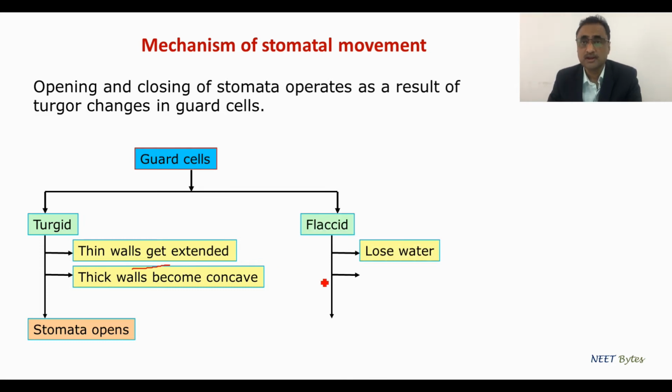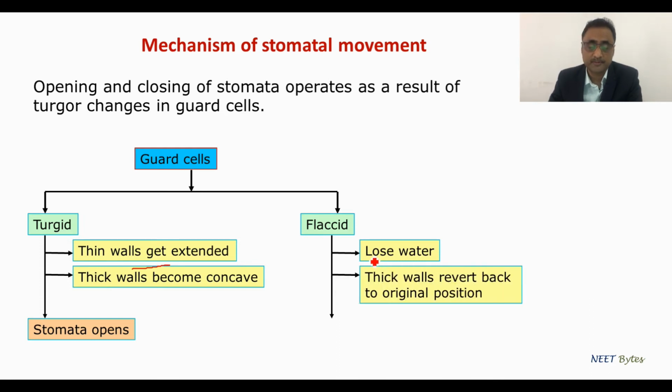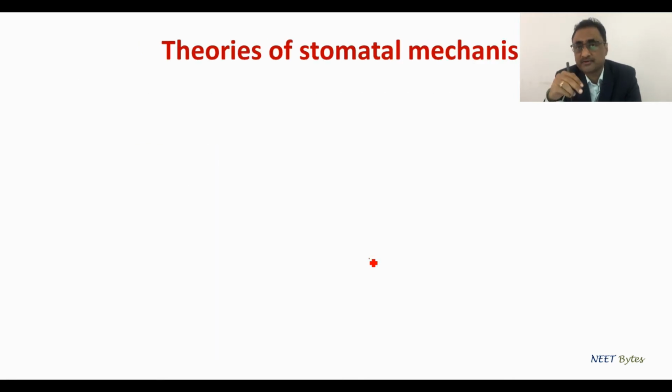But on the contrary, if the guard cells become flaccid, what will happen? It will lose water, the thick walls revert back to the original position, right? And stomata are going to be closed. So these are the turgor changes that happen in the guard cells which affect the opening or closing of the stomata. So naturally, the metabolism entirely depends upon the sequence of events that eventually bring changes in the osmotic concentration or the turgor properties of the guard cells. So we will try to understand it, okay?